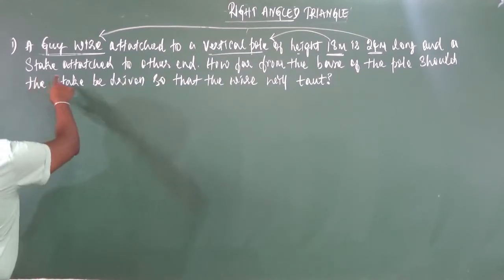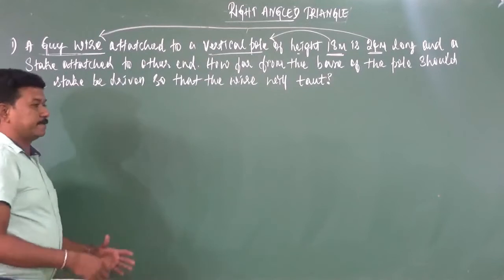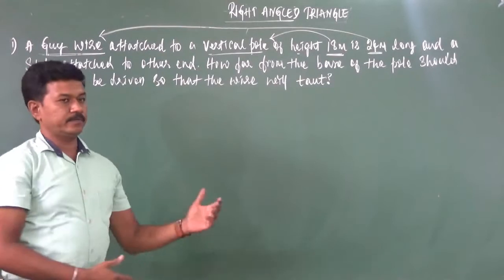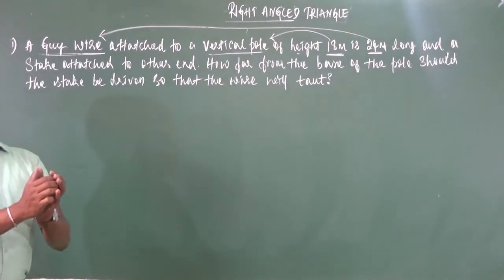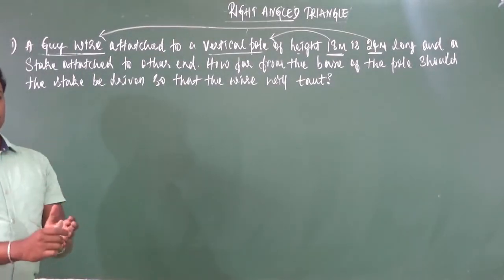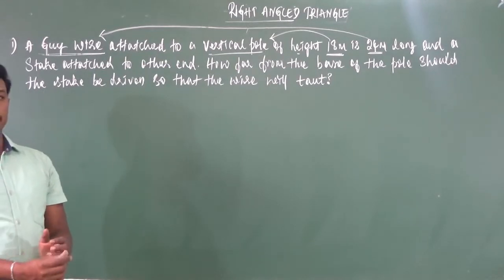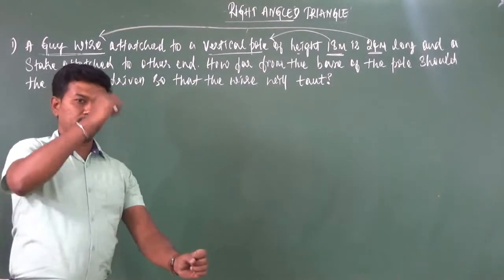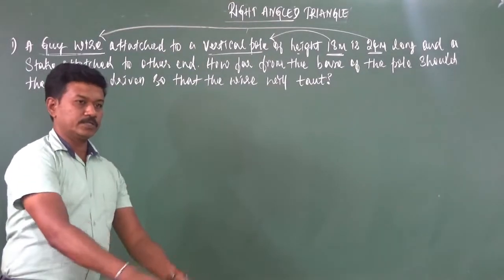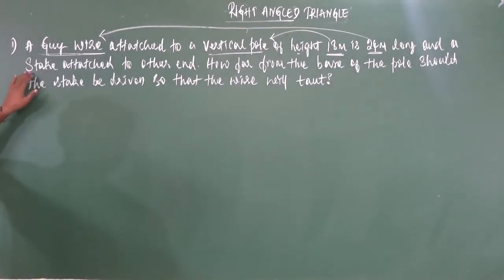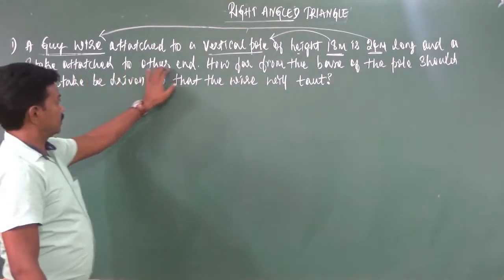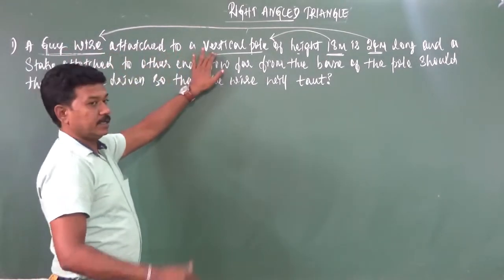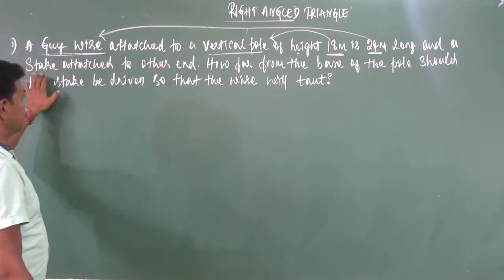And a stake attached to the other end. Stake in the sense you will be having a metallic rod or a wooden thing. Maybe in this case he has taken a metallic straight rod like thing where it is pointed at one end so that it can be easily inserted into the ground, so that you can keep it on the ground and when hit with the hammer it goes into the ground. So that's called a stake attached to the other end of the guy wire. So for the guy wire, one end is attached to the vertical pole and the other end of the guy wire is attached to the stake.